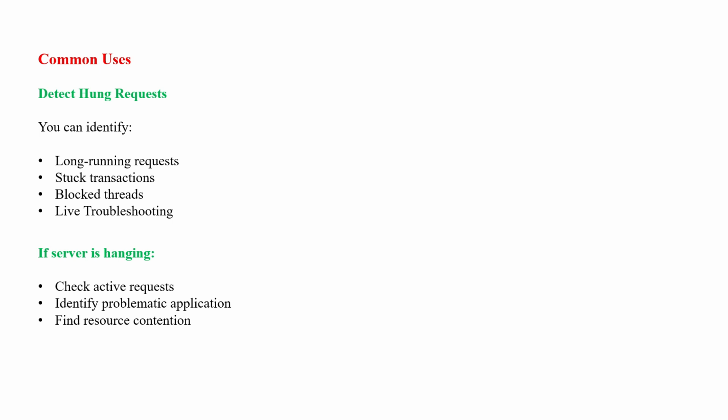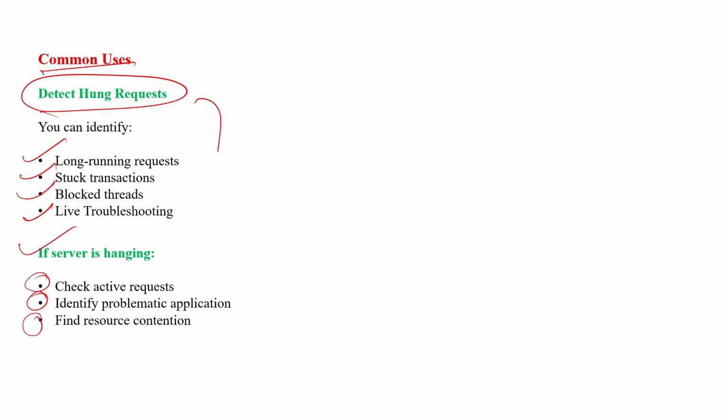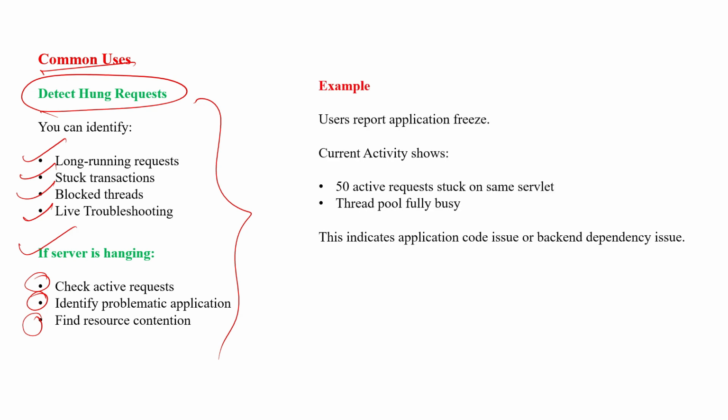Now, simple common uses. What could be the common uses? Detect hung requests. If you have a long-running request, stuck transactions, blocked threads, or live troubleshooting you want to do, then you can use this. If the server is hanging, check active requests, identify the problematic application, find resources. Because with the help of this, we can check the current situation of my server, what is happening in my current server as of now. So you can detect the problem which is happening currently in your system, which could be the bottleneck.